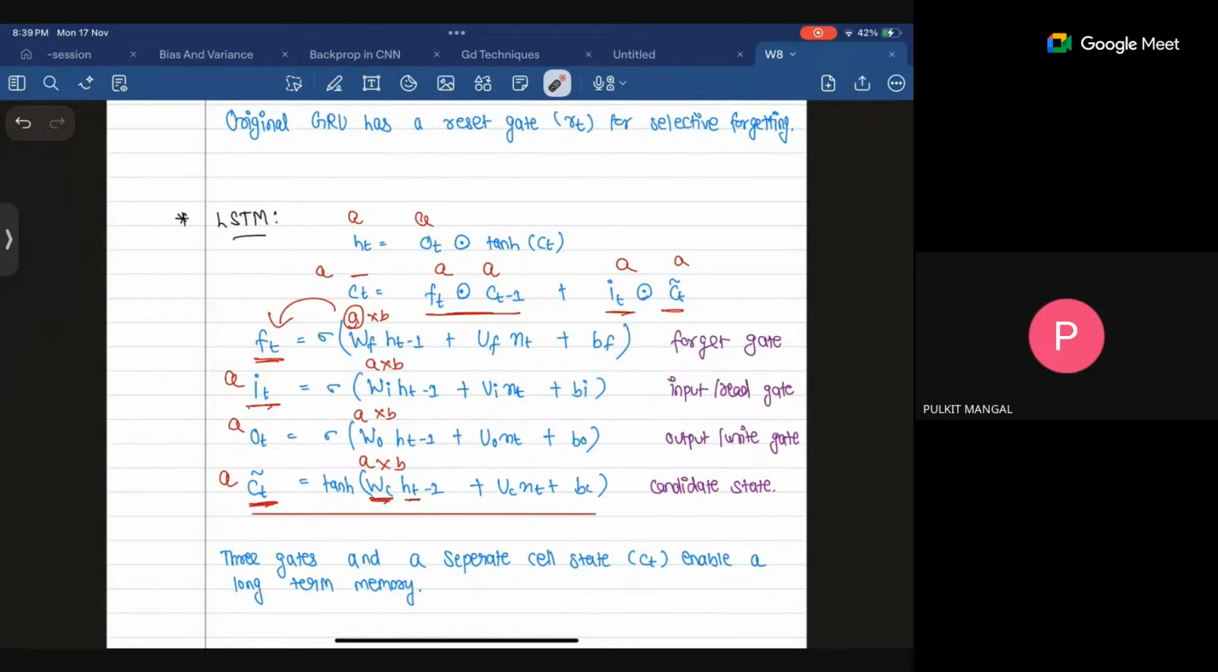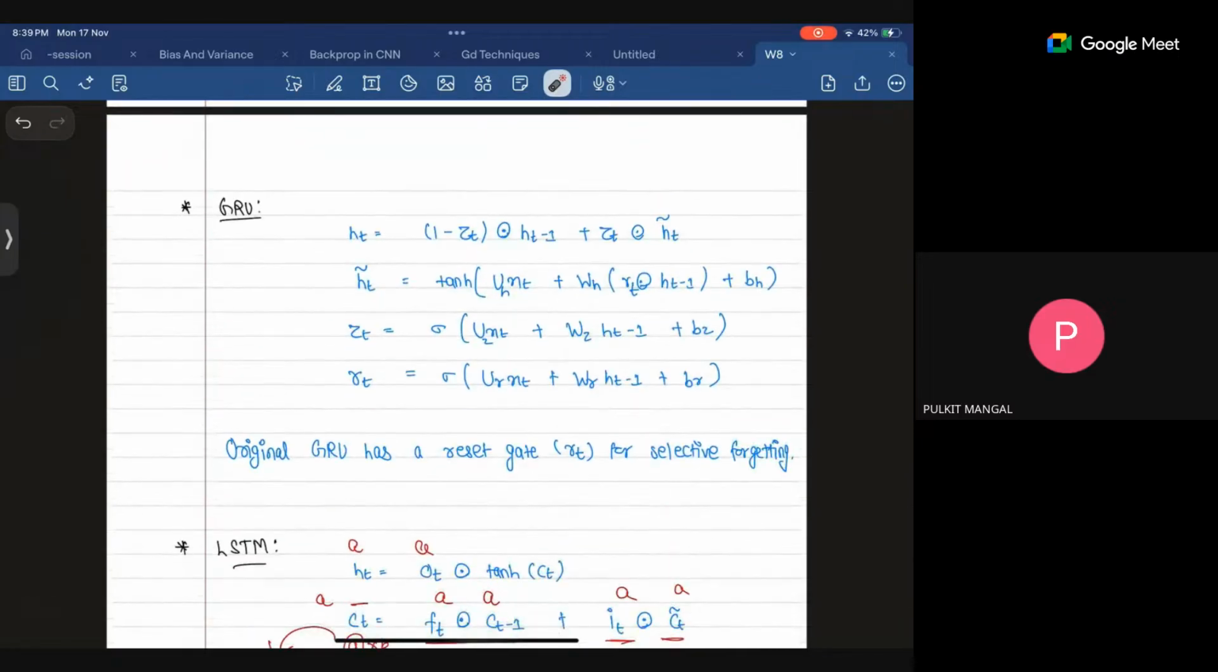While GRU was kind of a refined version of LSTM. LSTM came first, then GRU came later. They created GRU as kind of an improved version, but most of the time LSTM beats GRU in terms of performance. But GRU is computationally efficient because of fewer parameters.